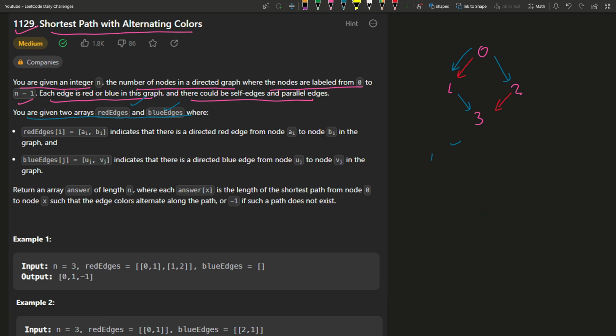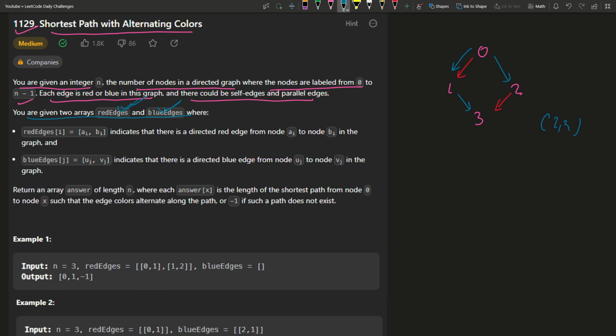And here you can see that we have 2 to 3 as a red edge. That means 2 comma 3 must be present inside the red edges array. Note that 2 comma 3 can be present in both the red edges and blue edges arrays. And 0 comma 1 must be present inside the red edges and blue edges arrays. There is no limitation: a particular edge can also be present multiple times. 0 comma 2 can be present multiple times in the red edges array and blue edges array.